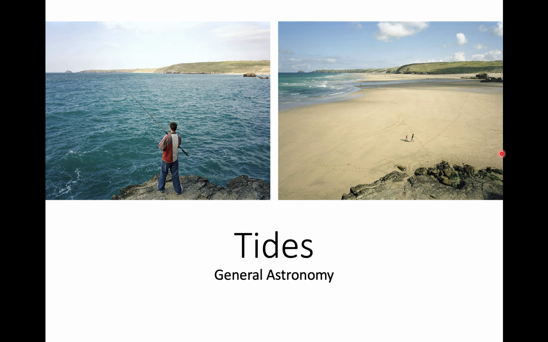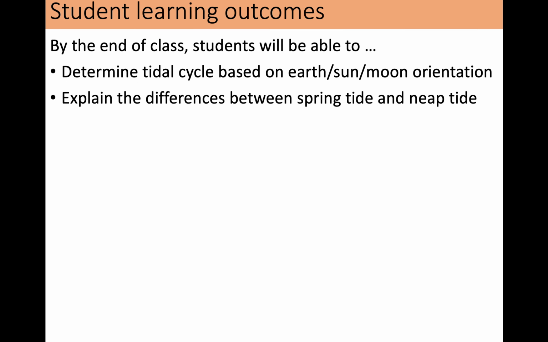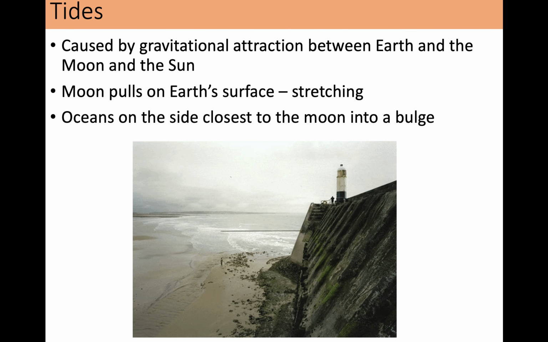Hi everyone. Today we're going to talk about tides and why we have tides here on Earth. So we'll look at the tidal cycle and learn how that is related to the orientation of the sun, the moon, and the Earth. And we'll explain the difference between spring tide and neap tide and how we get either spring tide or neap tide.